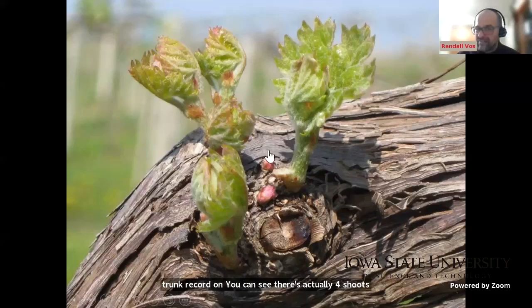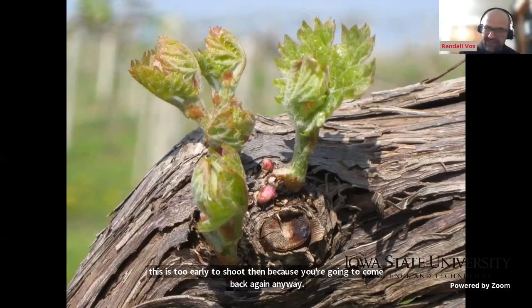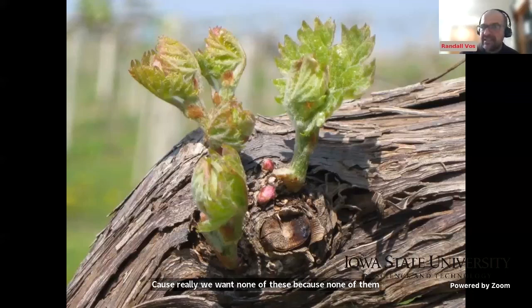There's two that are just starting to pop. And so this is too early to shoot thin, because you're going to come back again anyway. Because really we want none of these, because none of them are going to have clusters on them, because they're coming from old wood, not a cane. And so it's great to get out early, but this is too early because we still have some that are yet to pop, as you can see by those little pink buds that are fuzzing out there.